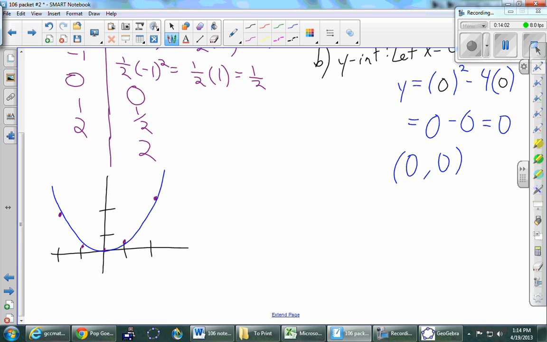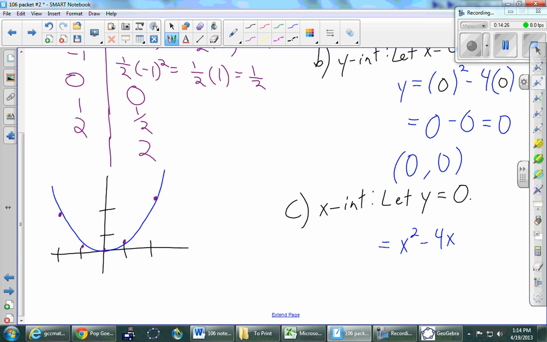I'm guessing C was the x-intercept. And to find the x-intercept, what do we set? Y equals 0. So the equation up above was x squared minus 4x, right? And instead of the y, we're now going to put 0.